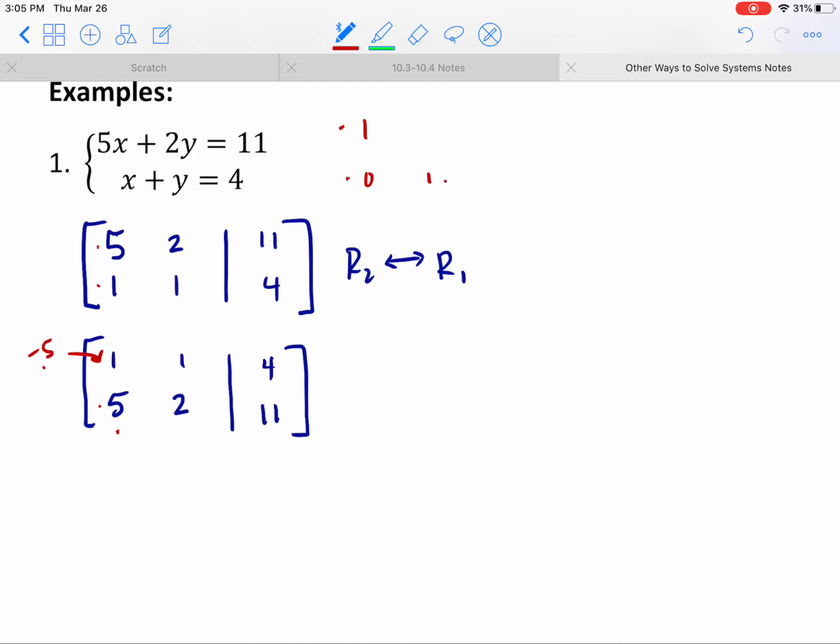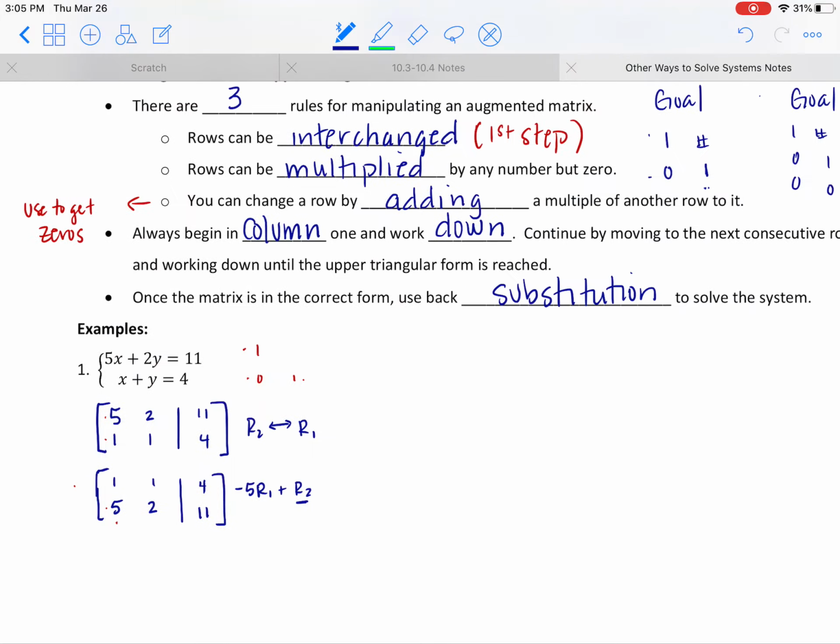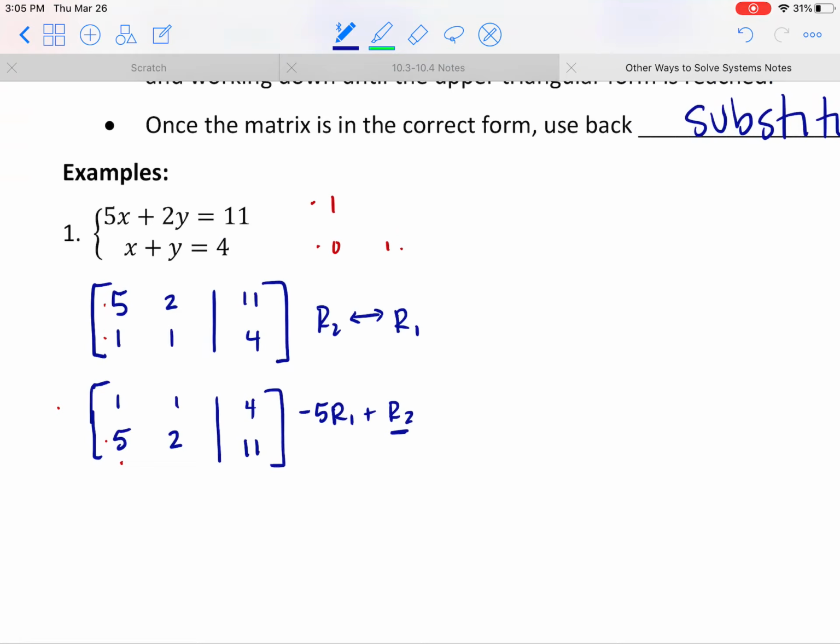okay, let me just show you here. -5 times row 1 would give me a -5 there, and that -5 and that +5 would give me the 0 that I need. So what I'm going to do to get my 0 is, try not to destroy my paper here, is I'm going to take -5, multiply it by row 1, and add that to row 2 to get my new row 2. Okay? So I have -5 times row 1. If I multiply -5 by each of those numbers, -5 times 1 is -5. -5 times 1 is -5, and -5 times 4 is -20.